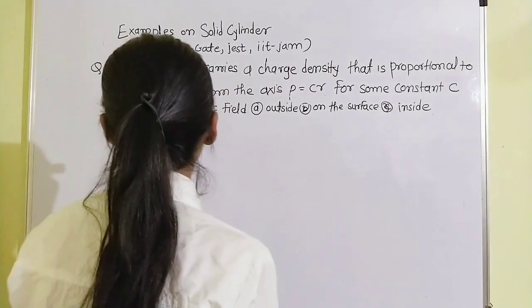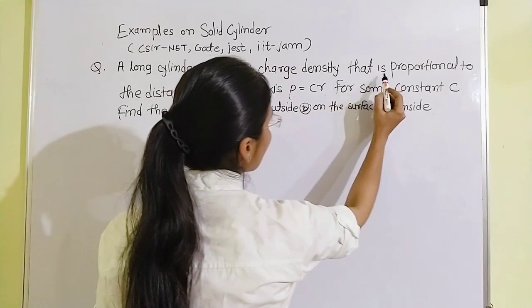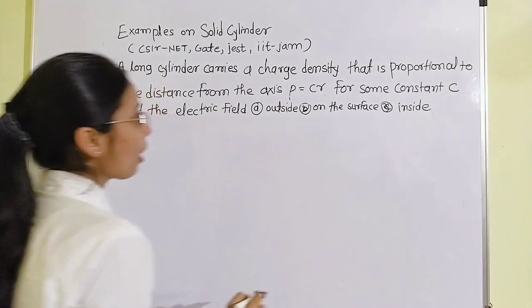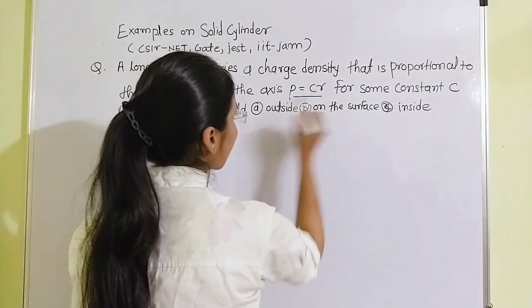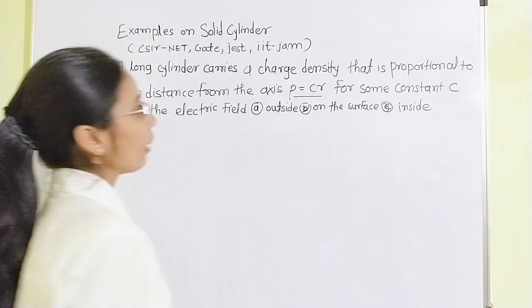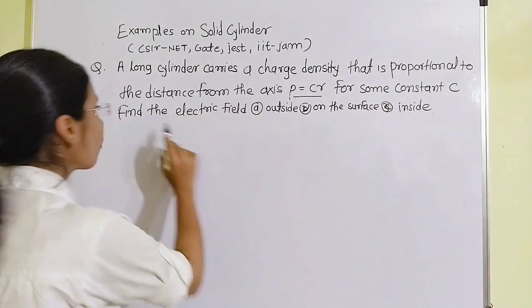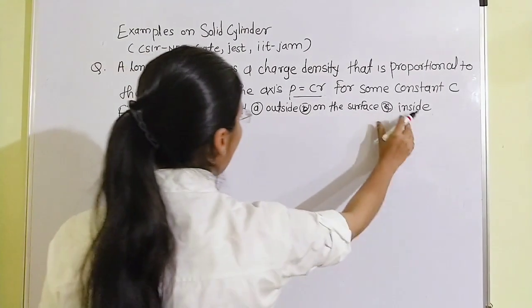So our example is that a long cylinder carries a charge density that is proportional to the distance from the axis, that is rho is equal to Cr, that is charge density, rho is equal to Cr, and for some constant C, where C is the constant, and find the electric field outside, on the surface and inside.